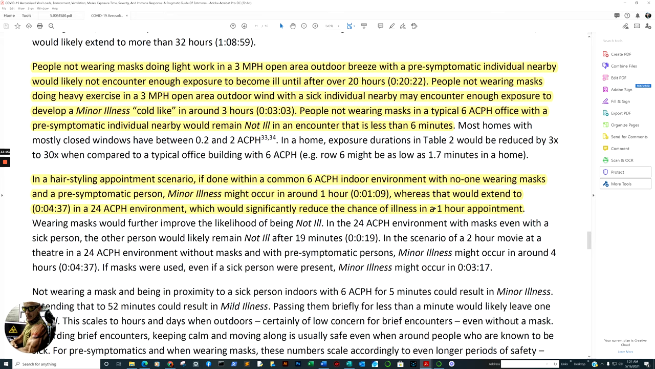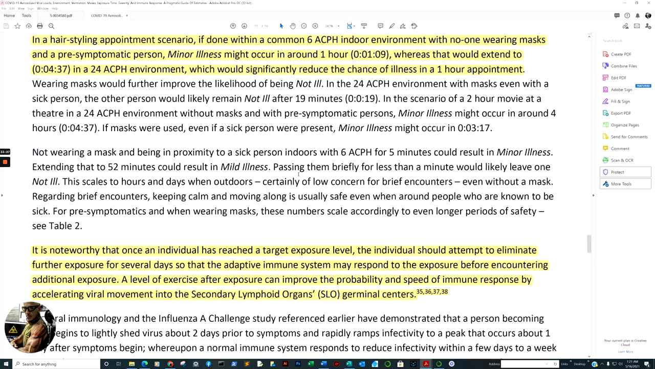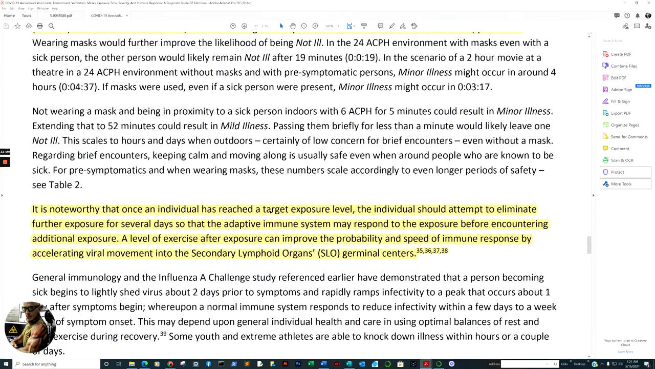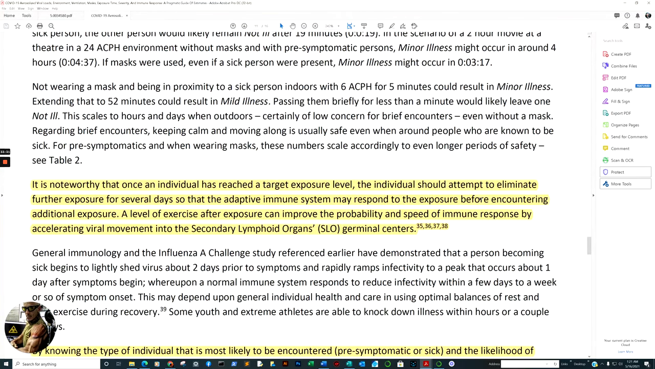This is the study that a lot of the politicians were referring to when they grilled the CDC a few days ago. It is noteworthy that once an individual has reached target exposure level, the individual should attempt to eliminate further exposure for several days so that their adaptive immune system may respond to the exposure before encountering additional exposure. Again, what she's basically talking about is self-inoculating in a very, very interesting way.